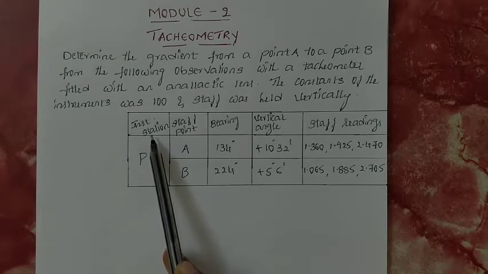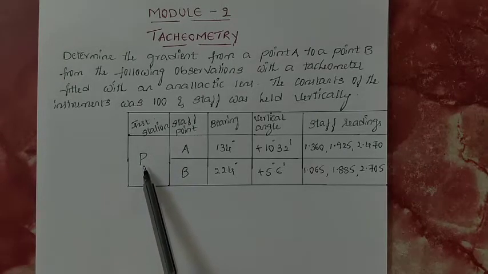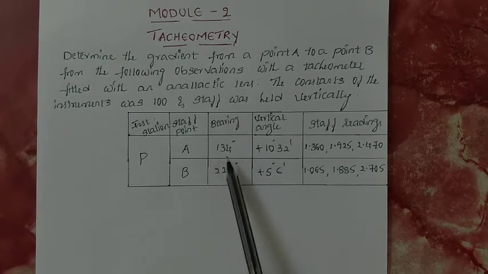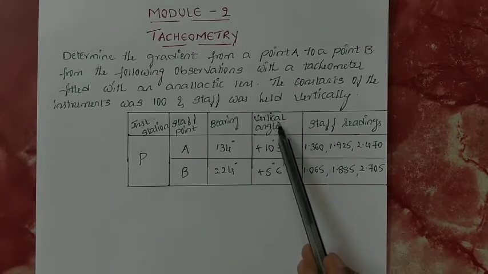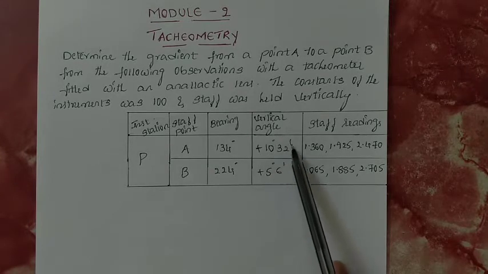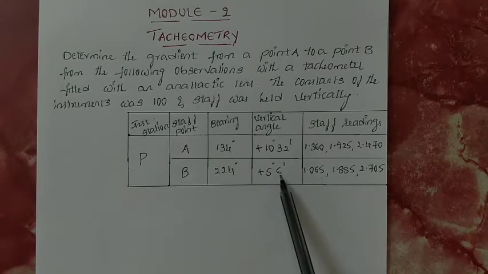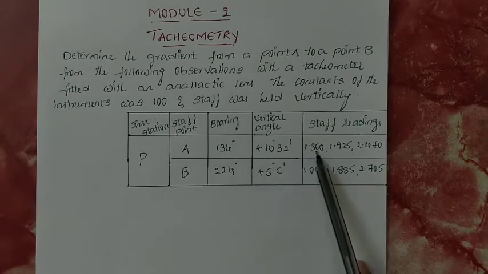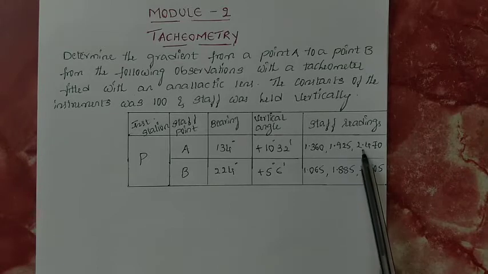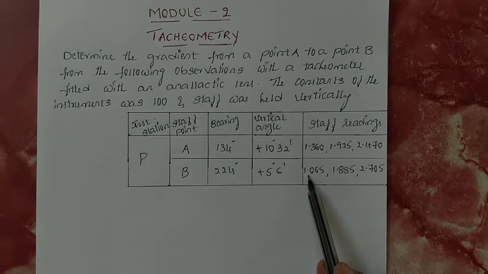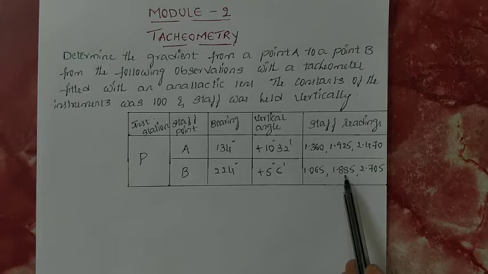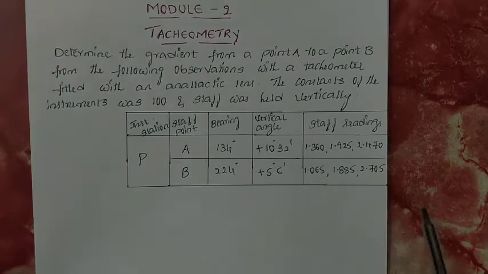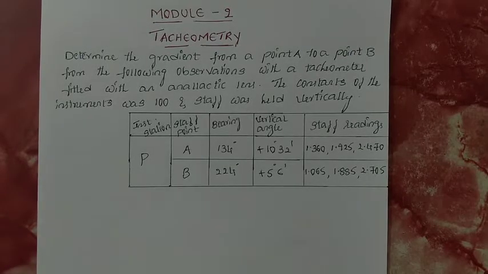This is the tabular column they have given. Instrument station is at P, and the staff points are A and B. The bearing values are 134 degrees and 224 degrees, and the vertical angles are plus 10 degrees 32 minutes and plus 5 degrees 6 minutes. The staff readings at A are 1.360, 1.925 and 2.470. Similarly at B, 1.065, 1.885, 2.705. You need to determine the gradient from A to B.